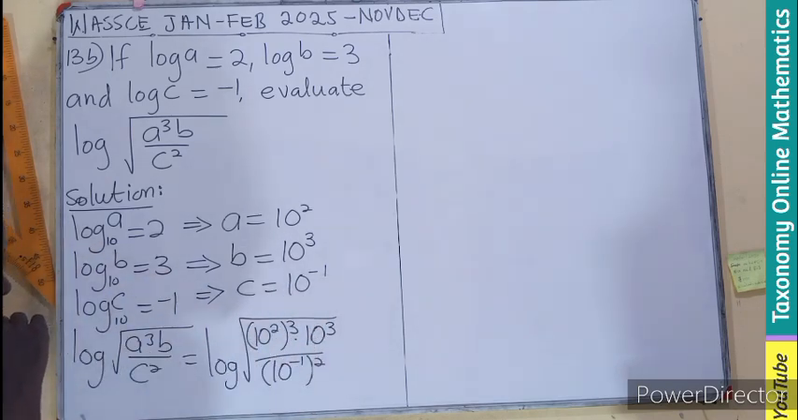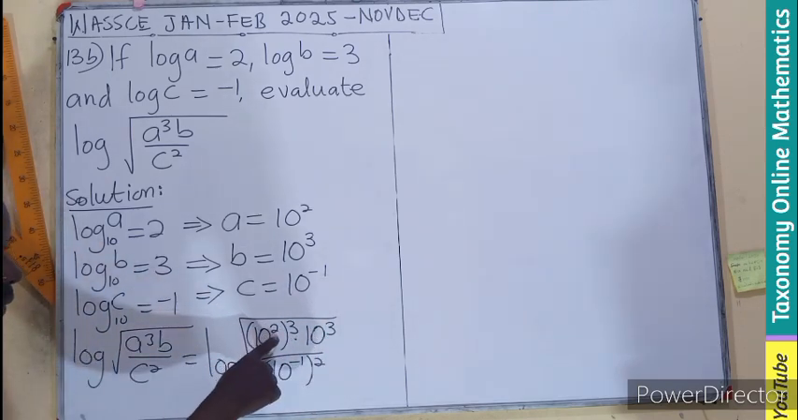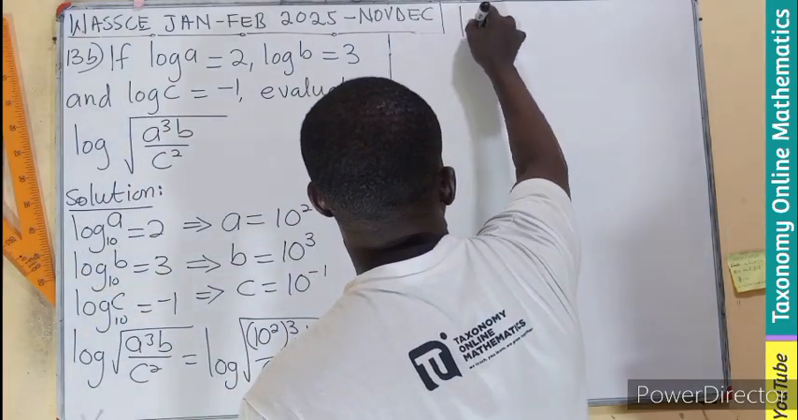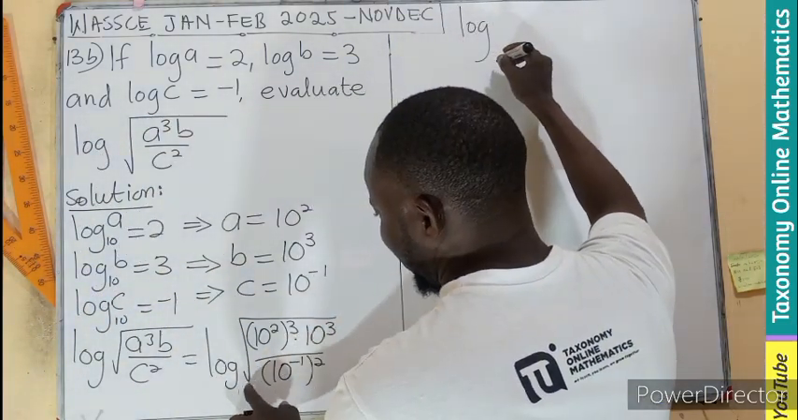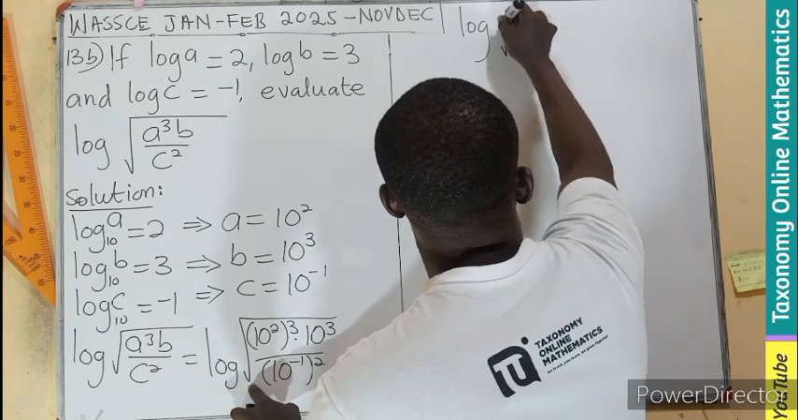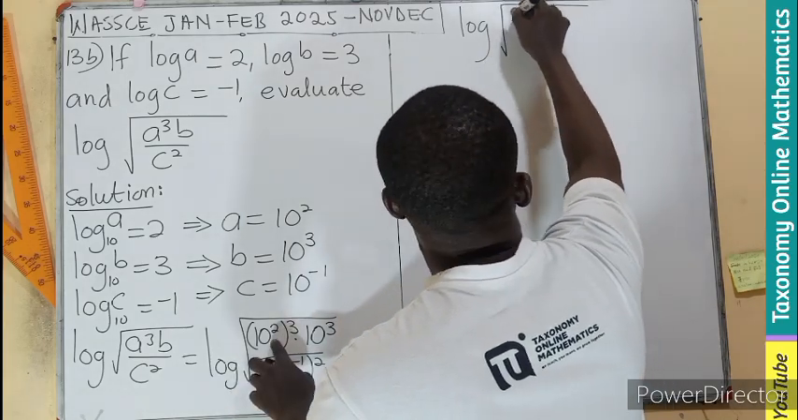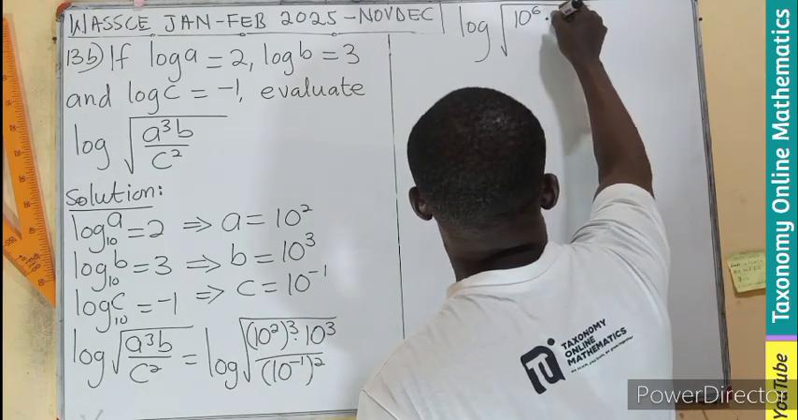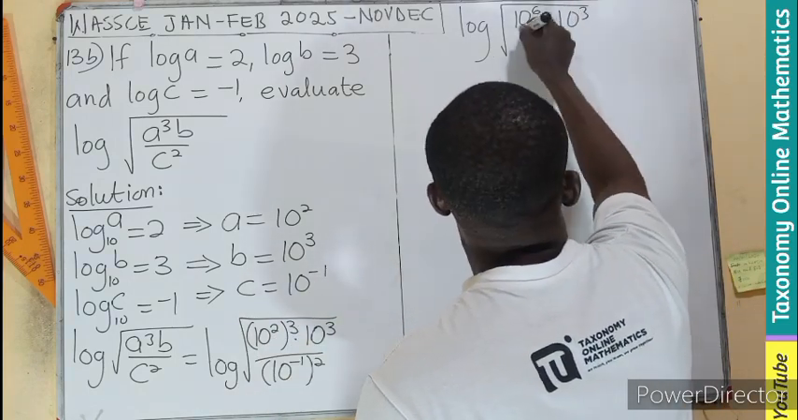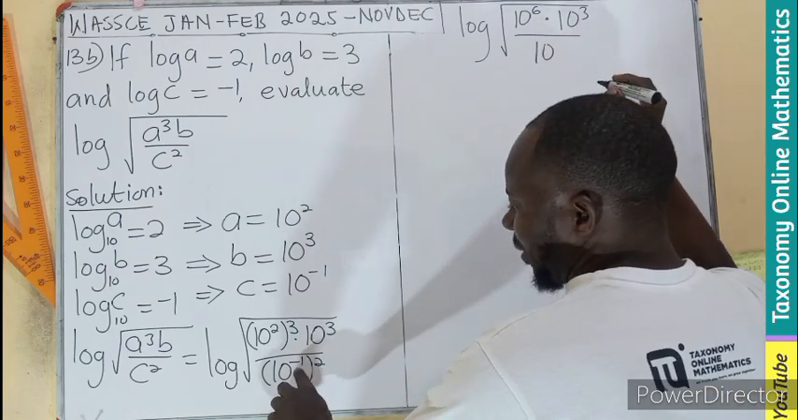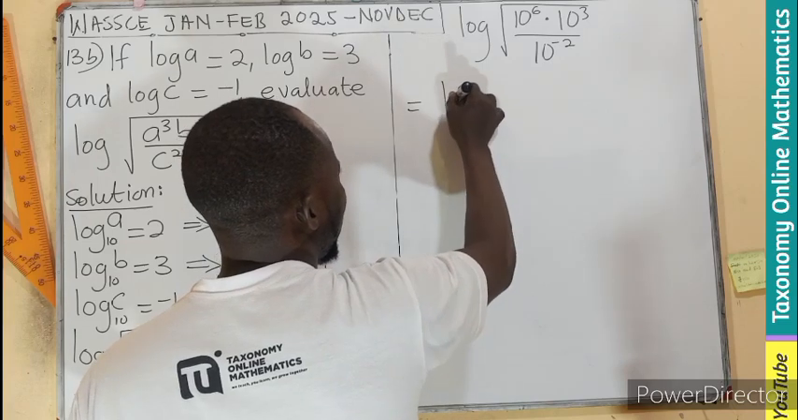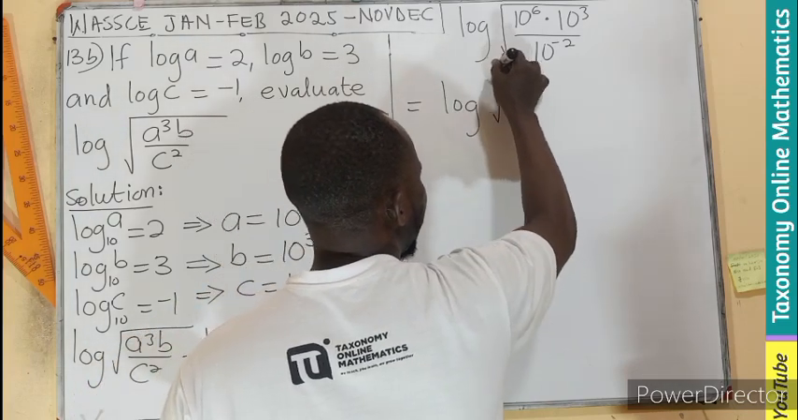Within the square root, we can apply indices: power, multiply. And this is also a multiplication, so we deal with the power as addition. Let me maintain the root for now. Then we have 10 exponent 6, remember, 2 times 3 is 6, times 10 exponent 3, divided by 10 exponent negative 1 times 2, negative 2. So I maintain the log with the root.